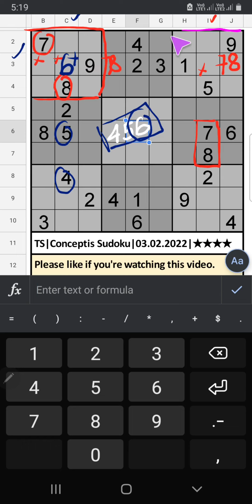Third grade, we have 5. So 5 can't come in this cell. Then 5 is confirmed here. Then 4 is here.